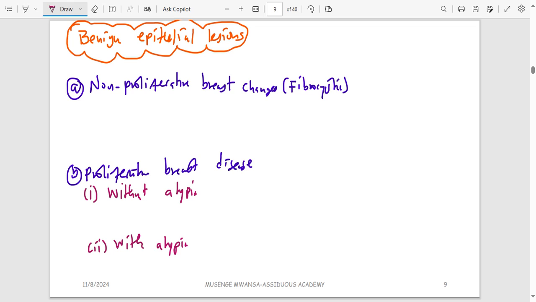So number one is that, what can cause this tumor? It can be hormonal induced. Number one, you can have hormonal induced acinar hyperplasia. Hormonal induced acinar hyperplasia.